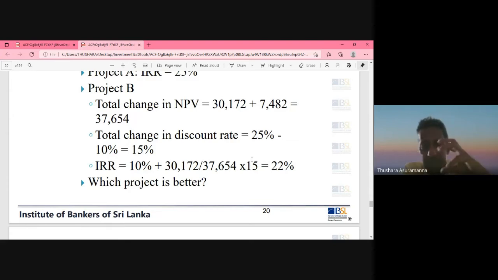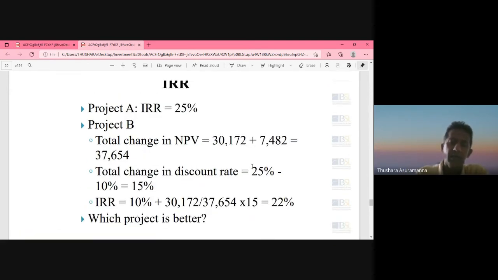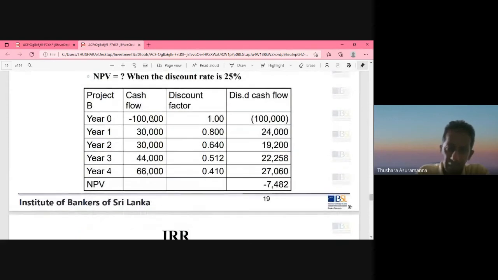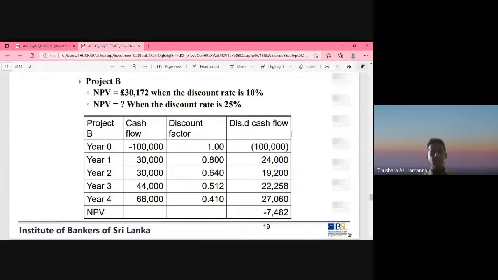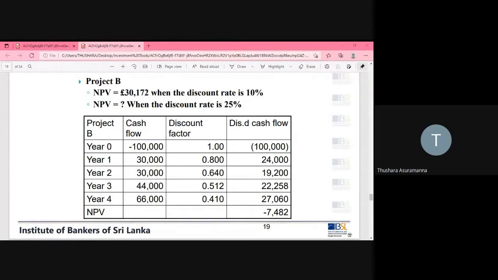Right. Just take a minute or two and use this equation again. See whether you also can get this 22% for project B. Just go through this and go back to this one, apply it and see whether you end up with the 22%, just to familiarize yourself with the equation. Take a minute and do your computation and see whether you have any gray areas.